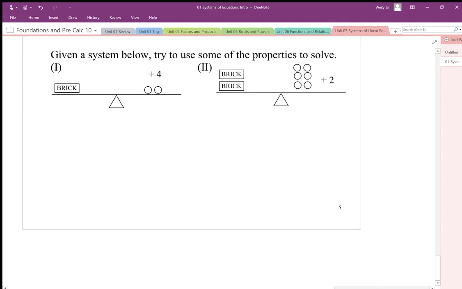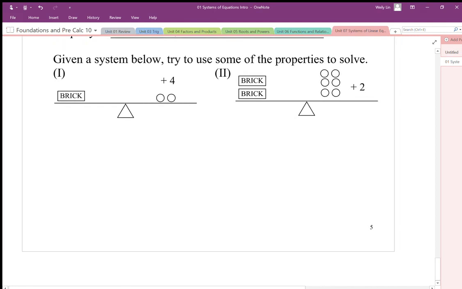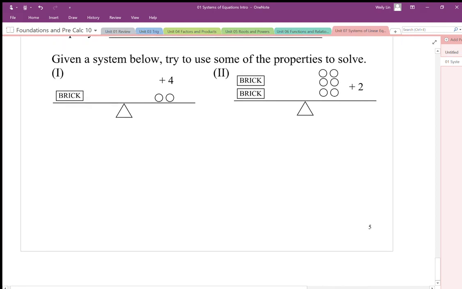Lastly here, we have these 2 balances. Now we're going to actually try to solve this system. We're just going to try to figure out how much one brick weighs. Okay, these bricks here are the same weight as these bricks here, and we're going to figure out how much one circle weighs. These circles here are equal to these circles here. And we know that one brick is balancing 2 circles and 4, let's say, kilograms. And 2 bricks is balancing 6 circles and 2 kilograms. So how can we figure out how much each is worth?